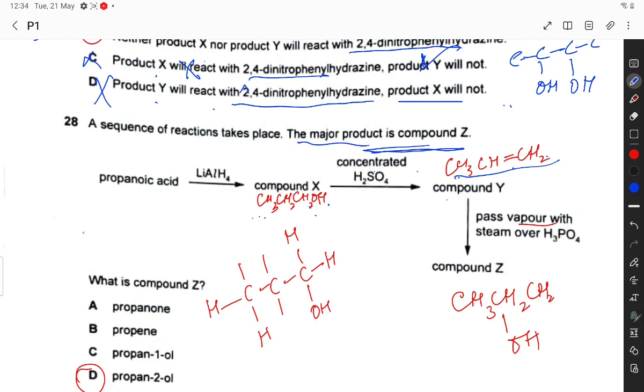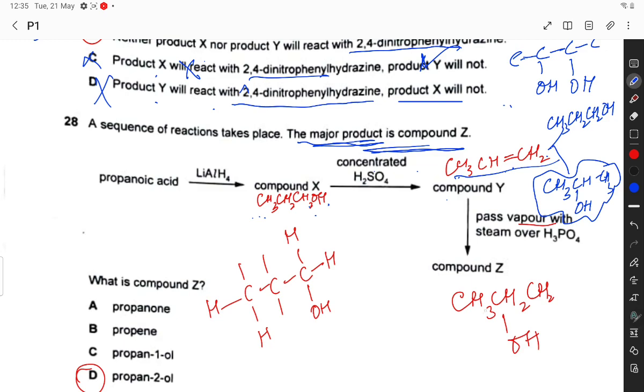He asked you which major product is formed. This is an unsymmetrical alkene, so that's why two products are formed. One is CH3CH2CH2OH, this is the minor product, and the other product is CH3CHOHCH3. So this is the major product.